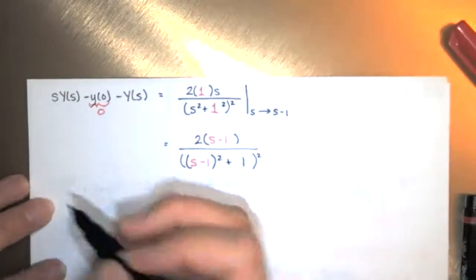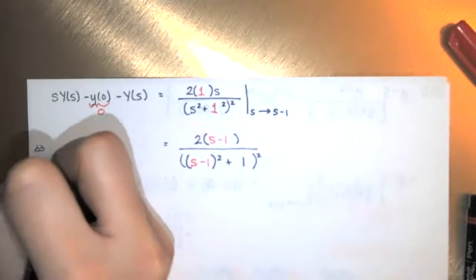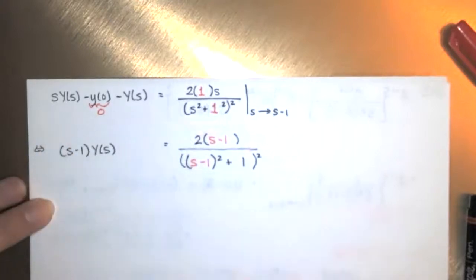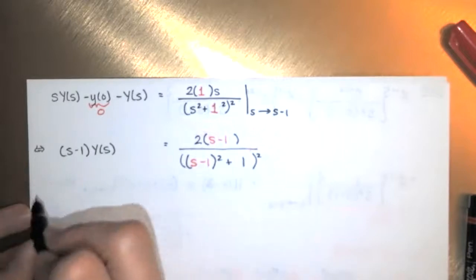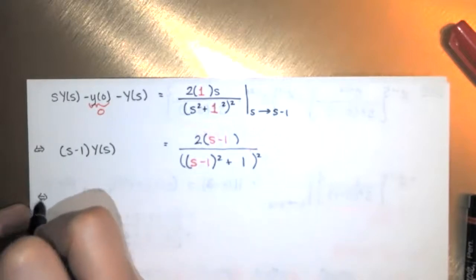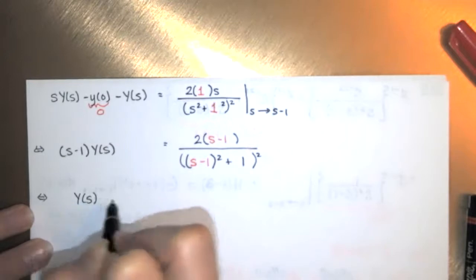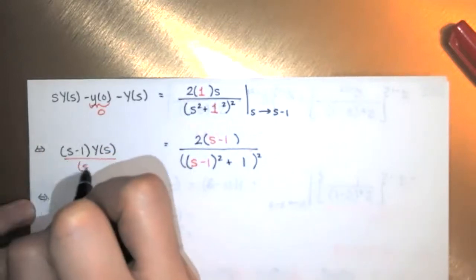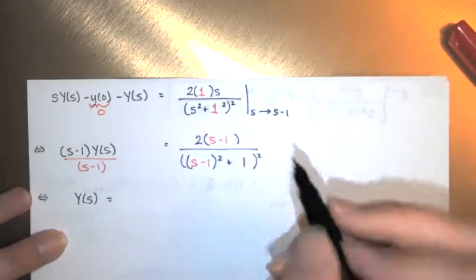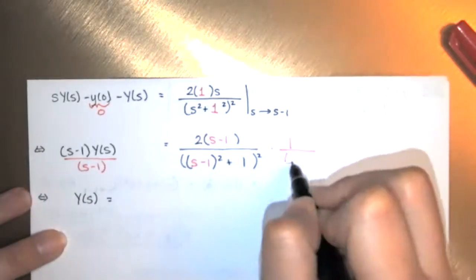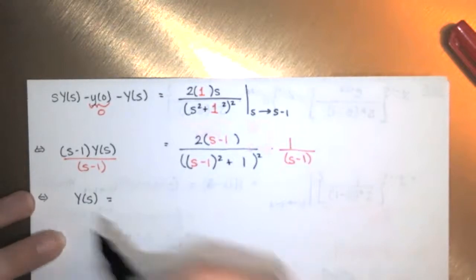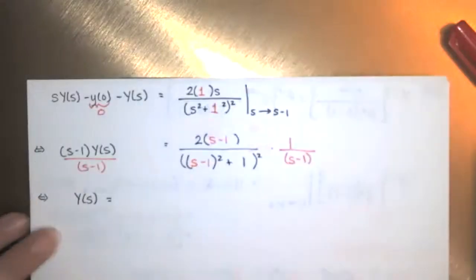So if we factor out the Y(s) over here, we have (s minus 1) times Y(s) equals this expression on the right. So if I want to get Y(s) by itself, I'll just divide both sides by s minus 1, which is the same as multiplying by 1 over (s minus 1), because dividing by 2 and multiplying by 1/2 are the same thing. So we have this expression here.